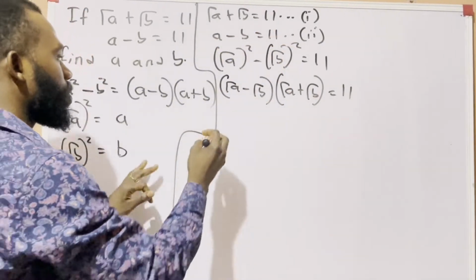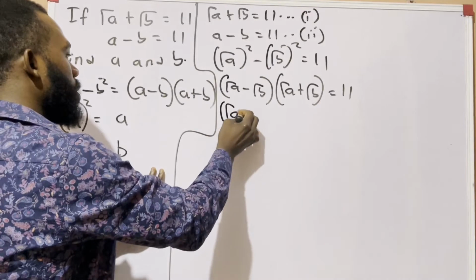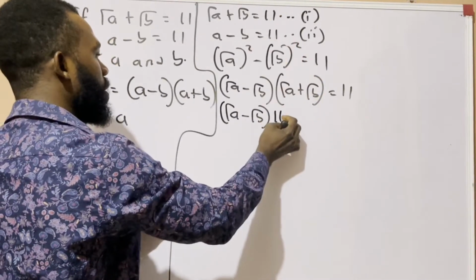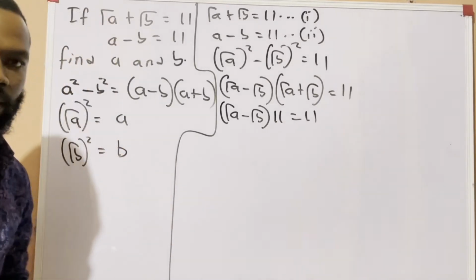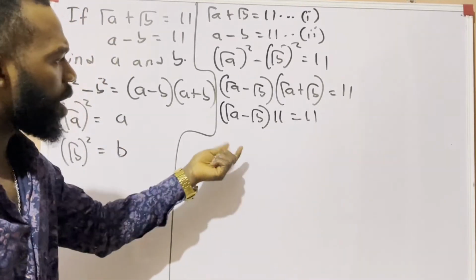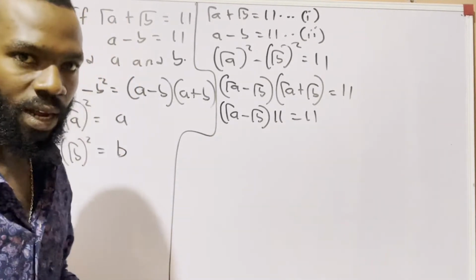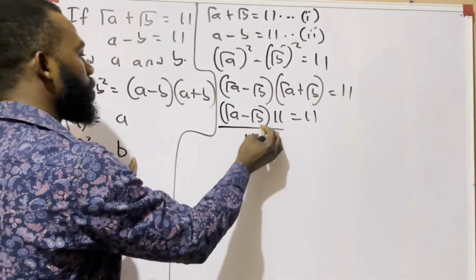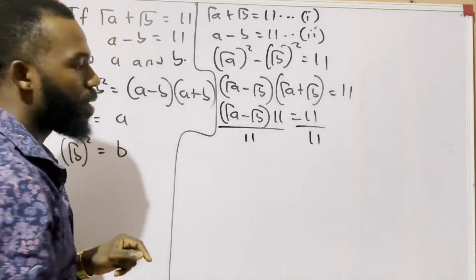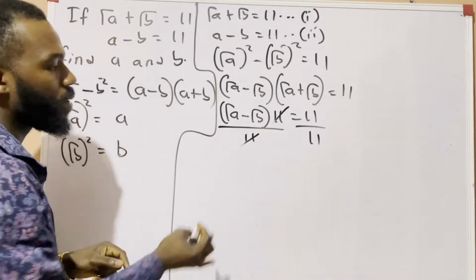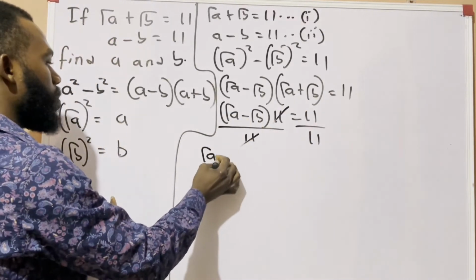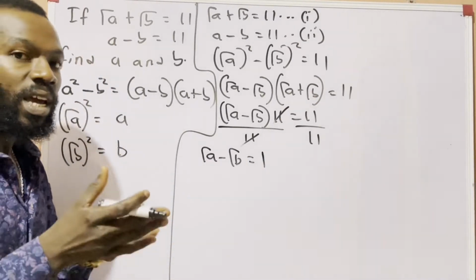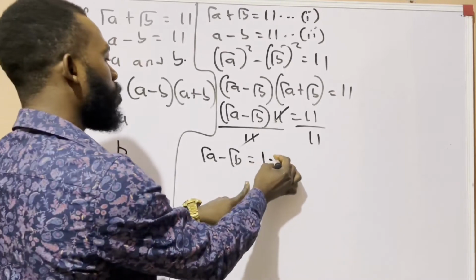Now, we all know that in the question, root a plus root b was given as 11. So here it becomes root a minus root b times 11, equal to 11. What we are going to do now is make root a minus root b the subject of the formula, and for us to do so, we have to divide both sides by 11. When 11 cancels 11, I have root a minus root b, and 11 divided by 11 gives us 1. So let us call this equation 3.